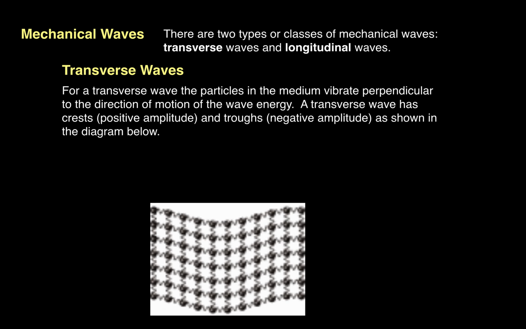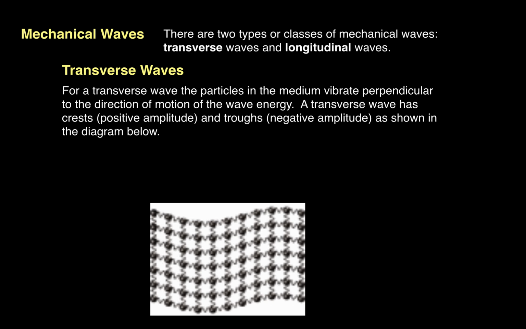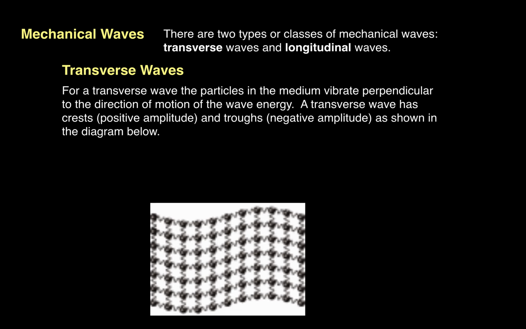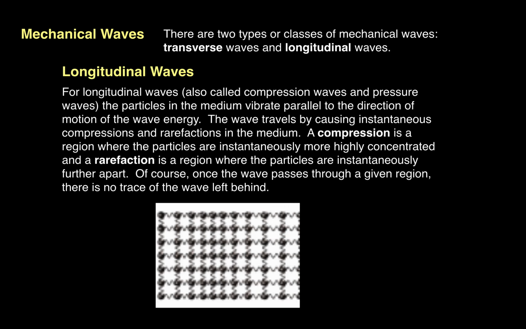For transverse waves, the particles in the medium vibrate perpendicular to the direction of motion of the wave energy. A transverse wave has crests, which have positive amplitude, and troughs, which have negative amplitude, as shown in the diagram below. You can see, even though the wave is moving horizontally, the particles of the wave are traveling up and down, perpendicular to its motion.